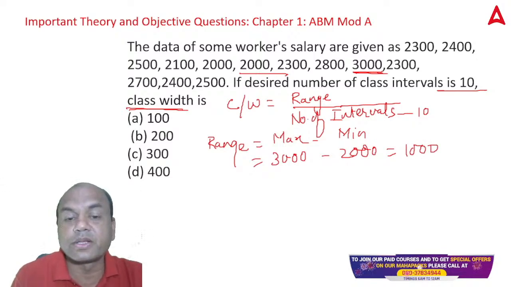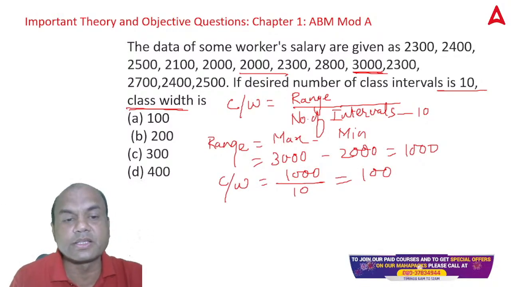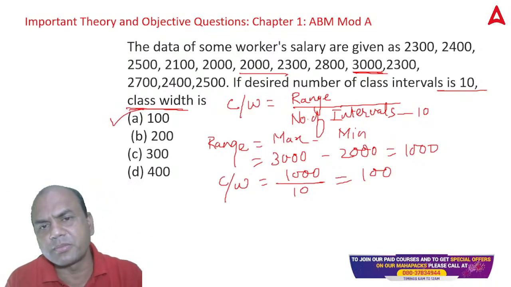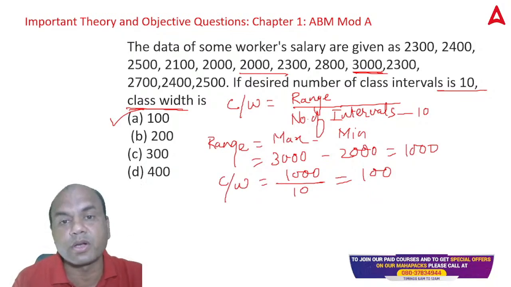So what is my class width now? Class width equals 1000 upon 10, which is equal to 100. So this is my answer. Class width is 100. What do you mean by class width? What is the meaning of this word? This 100 you have got, what does it mean?